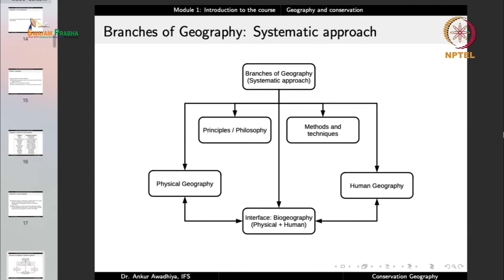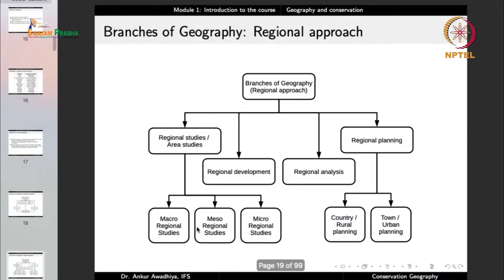Now, based on the systematic approach, we have several branches of geography. We have physical geography, we have human geography, we have principles or philosophy of geography, we have methods and techniques of geography, and we have the interface branch, which is biogeography, in which case we have an interface between physical geography and human geography. Because when we look at biogeography, we have an impact of physical geography, because different features make different habitats, and different organisms are found in these different habitats. So there is a very close relationship with the ideas of physical geography. But at the same time, in the Anthropocene, we have such a huge amount of human impact that human geography also plays a big role in the studies of biogeography.